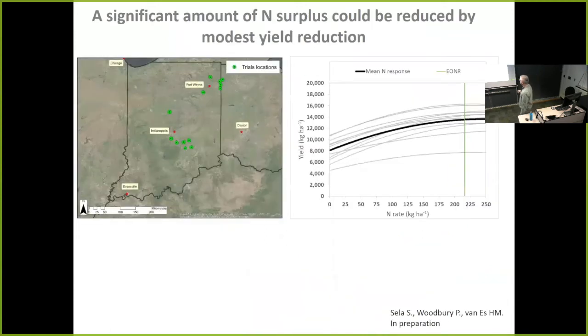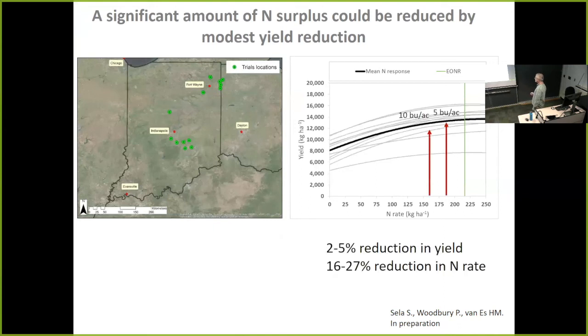So if I want to go back again, this is the response curve of the N rate and yield. This is from 16 trials that we had in Indiana. And the black line is the mean value of all these experimental sites, and the green line is the optimum N rate calculated for this curve. And as you approach the high N rates, the increase in yield, of course, diminishes, and it's less efficient. So you get less yield per nitrogen that you apply when you go to the higher regions. And in fact, if you reduce just 5 bushels from that optimum N rate, which is about 2% of your yield, you reduce 16% of your N inputs. If you reduce 10 bushels, which is still only 5% reduction in yield, you reduce almost 30% of N inputs, okay?